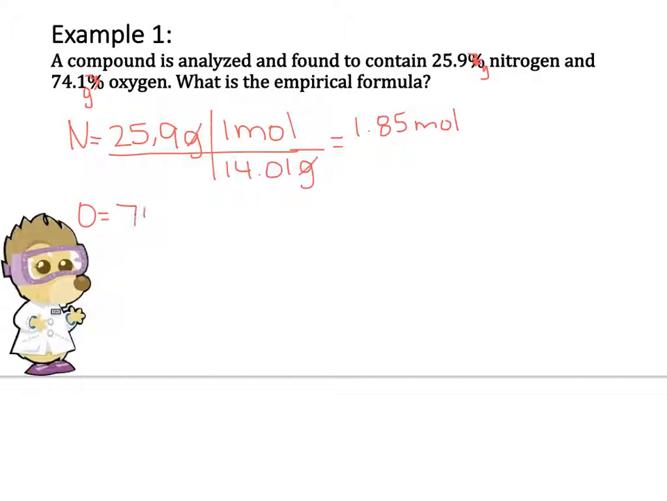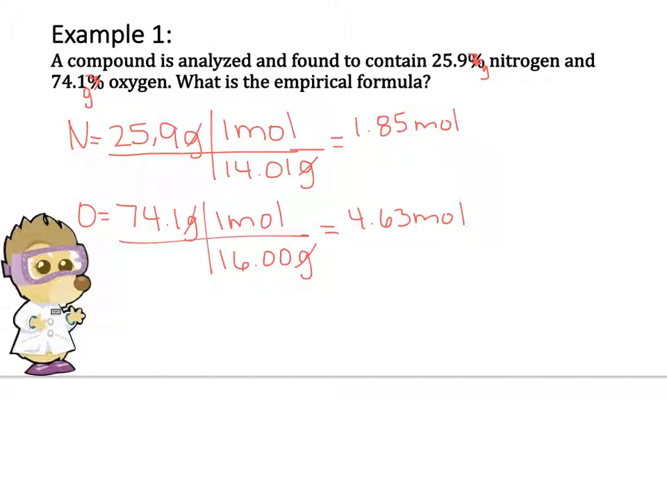All right, we're going to do the same thing for oxygen. So oxygen, we have 74.1 grams. We're going to look on our periodic table and we see that oxygen is 16 grams. Cancel out the grams because they're located on top and bottom. Divide, and when we divide this, we end up with 4.63 moles.